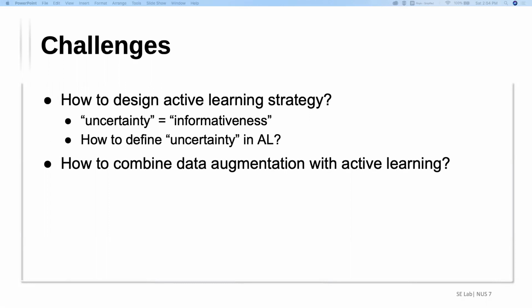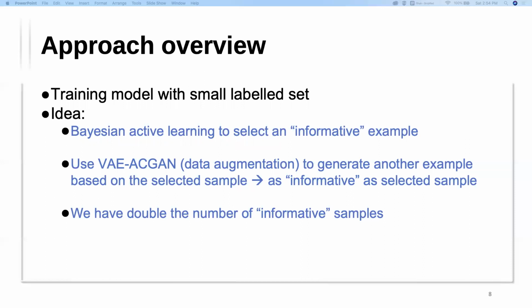So the approach overview is that the paper uses Bayesian active learning to select an informative example, and they use VAEAC again as the data augmentation technique to generate another example based on the selected sample. And this newly generated example is as informative as the selected sample. So first, I will introduce what Bayesian active learning is.